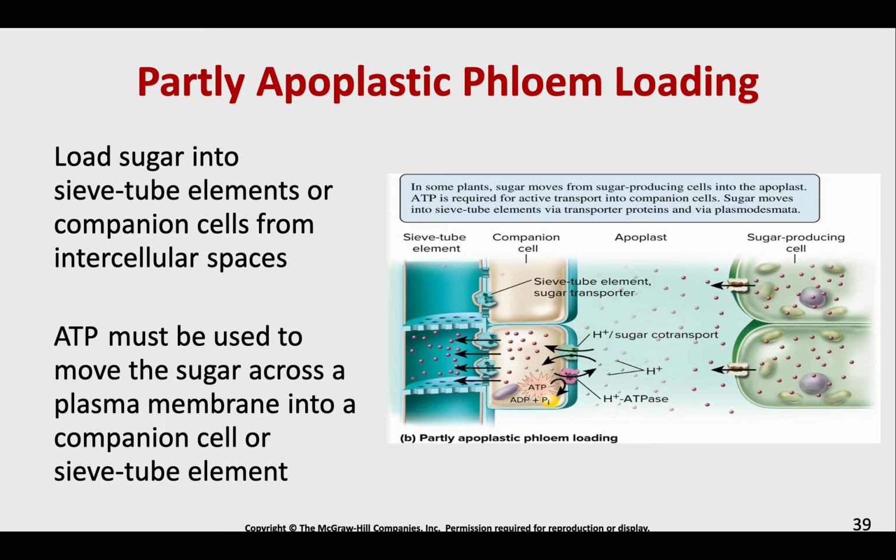That other type of loading is a little bit symplastic in that it's traveling between cells, but these sugar-producing cells are sending their sugars outside of the cell. So they have to transport it across a plasma membrane. It's going to flow towards these companion cells, and then has to be once again transported across a plasma membrane before it can go through our plasmodesmata into the phloem. So it's a little bit more energy intensive. We have to use ATP to travel across our plasma membranes here. But it's helpful when your source cell is far away from the phloem.